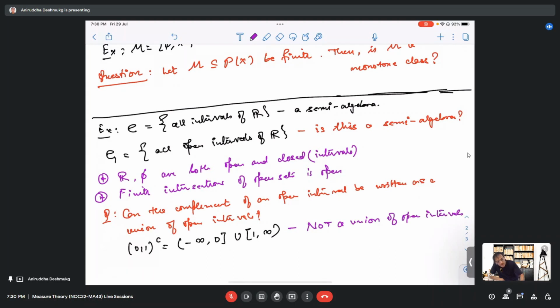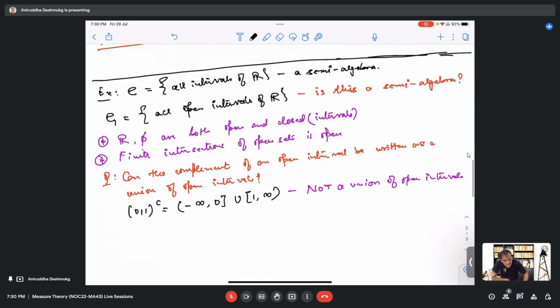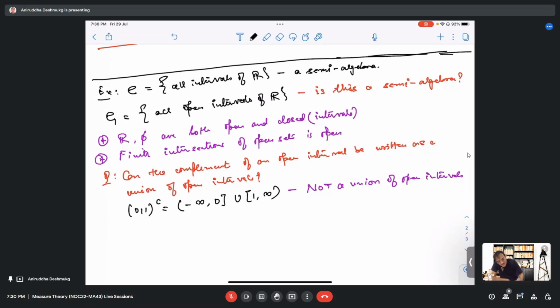And if we really want to go into the rigorous proof that this cannot be written as a union of open intervals, we simply have to use the fact that if this is a union of open intervals, then the set has to be open, right? But then the only open and closed sets are either R or empty. But this is neither R nor empty, right? Okay, so is this clear? So what we conclude is that C1 is not a semi-algebra.